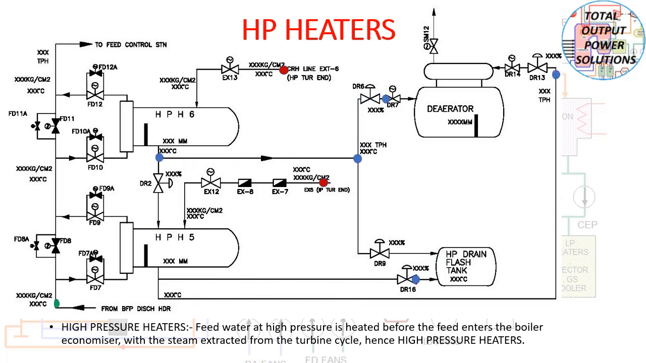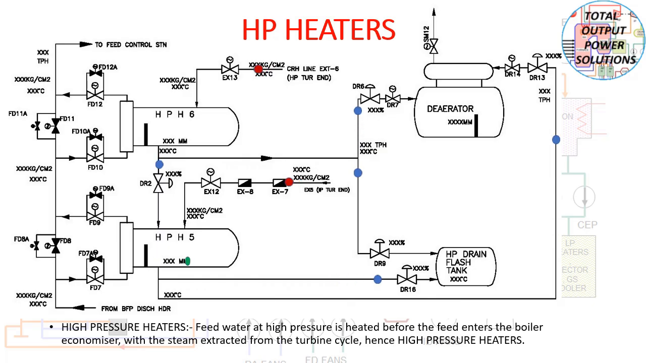Now the extraction numbers 5 and 6. You can see the red balls. The red balls are the extractions for HP heater number 6 and HP heater number 5. Feed water at a high pressure is heated before it enters the boiler economizer with the steam extracted from the turbine cycle, and hence they are known as high pressure heaters, because the feed water is at a very high pressure.